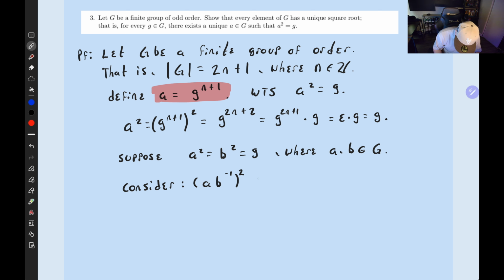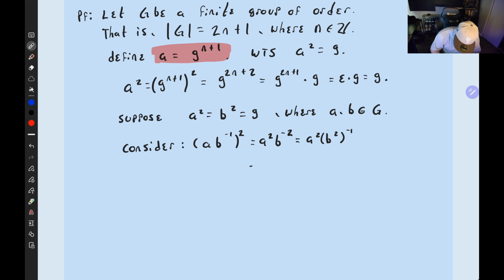So when we square this, it's going to give me A to the second power times B to the negative 2 power, like B inverse squared, which is going to be A squared times B squared inverse. A squared is equal to G, so this is going to be G. And then B squared is also going to be G, so this is going to be G inverse. And this is going to give me the identity element here. And so what this is going to tell us is that the element AB inverse has order that divides 2.